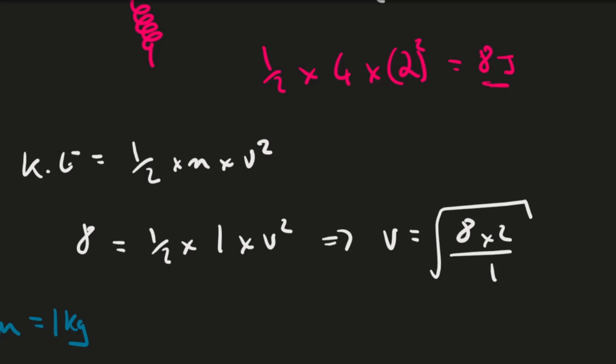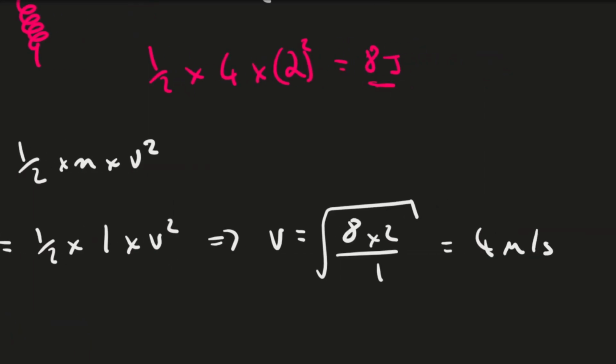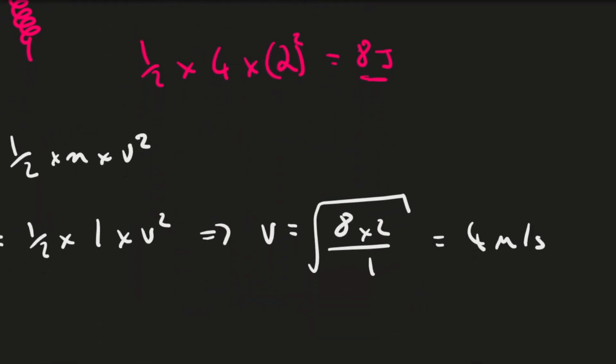Okay, so we just rearrange that for the speed, and so you should get 16, and the square root of 16 is going to be equal to 4 meters per second. And so that's the first part, that's part A. What is the speed of the ball when it's fired upwards? It's going to be 4 meters per second.